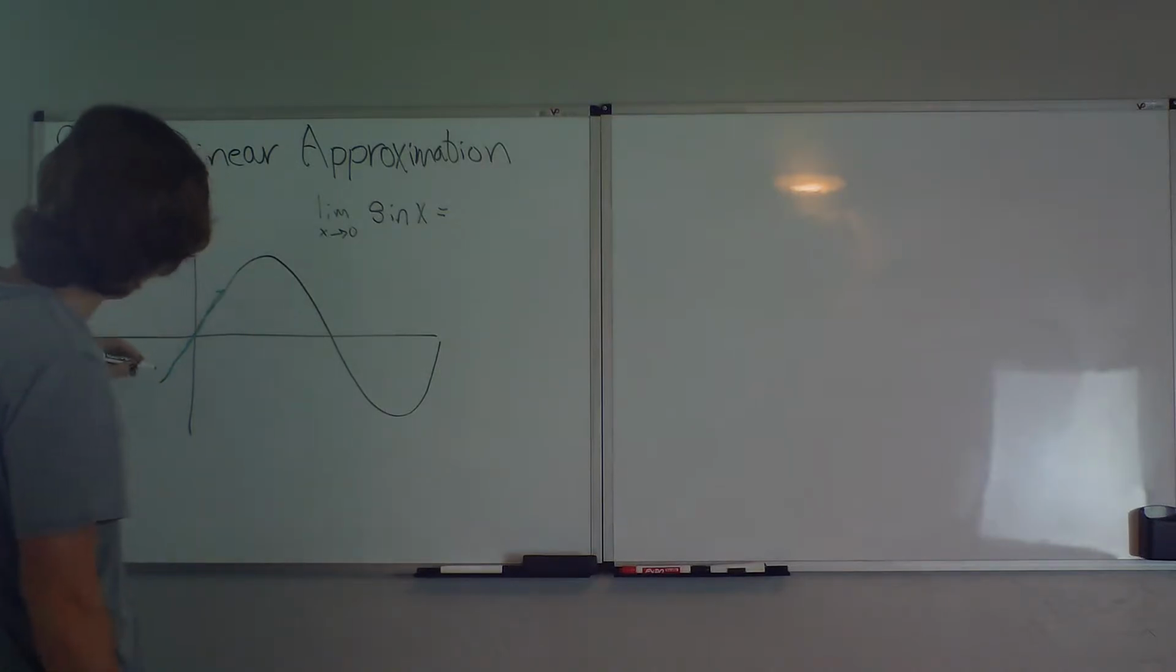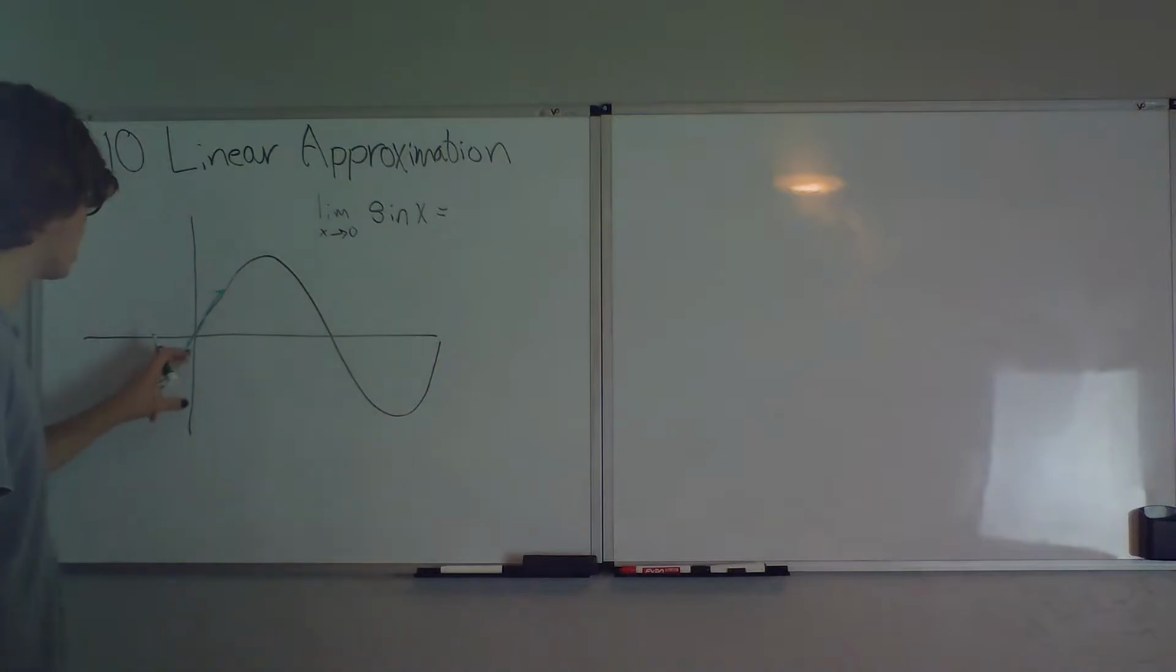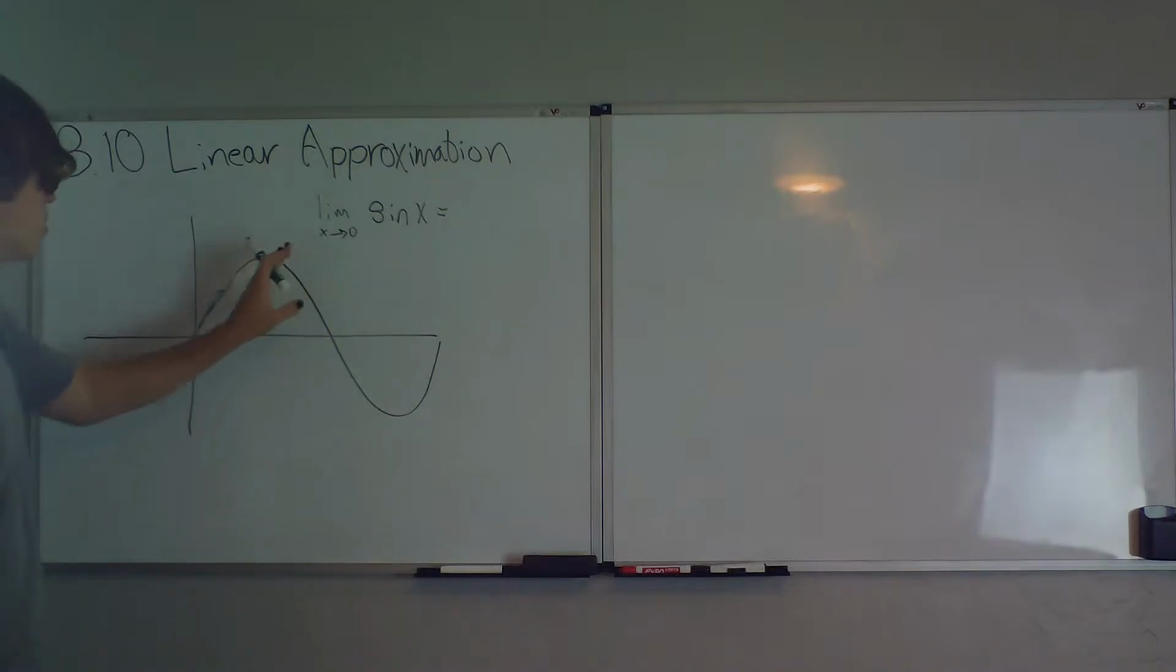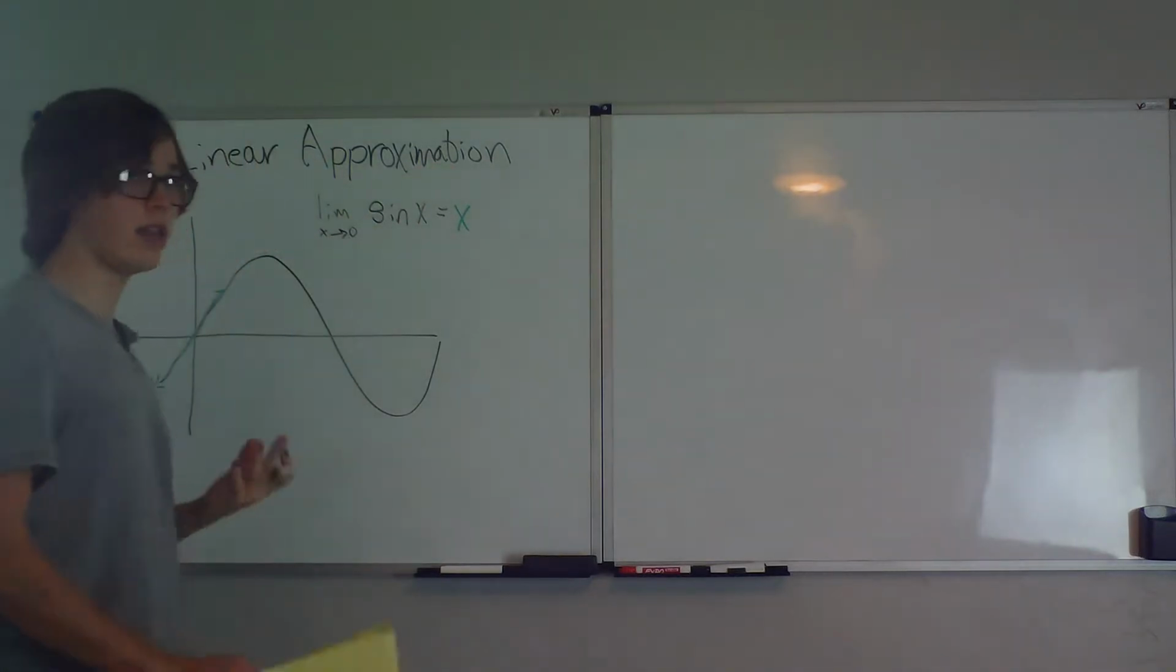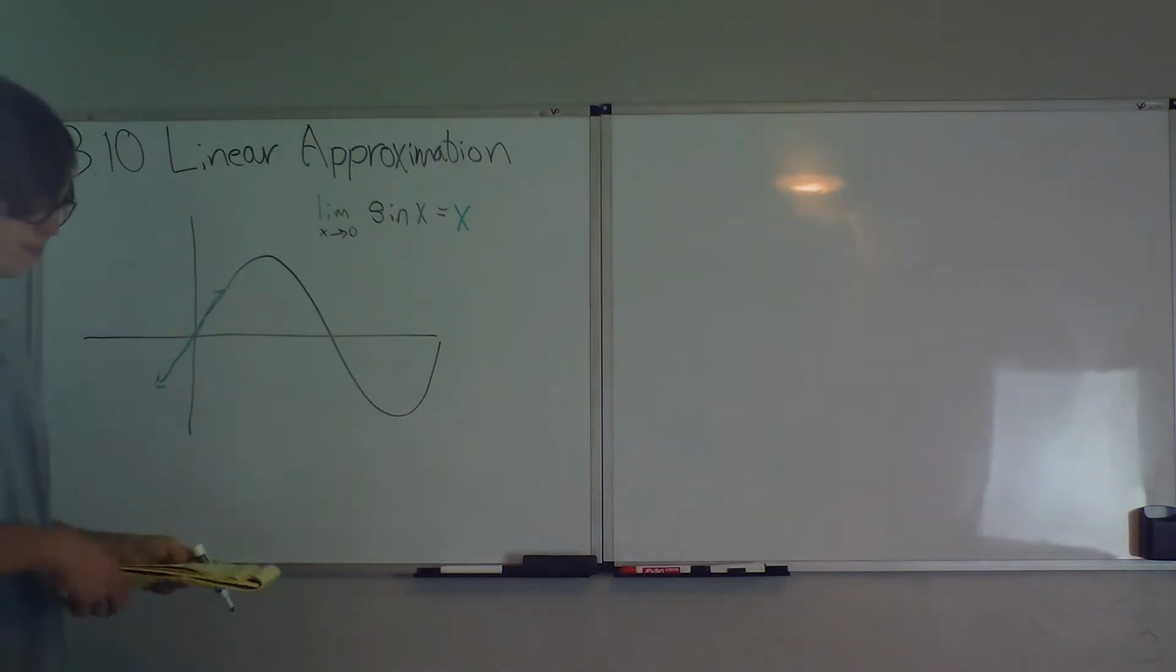And this is when it's very close to x. If you look here, it's basically all at the origin, and it slowly drifts away as x gets farther from 0. But as x approaches 0, sine of x is just equal to x. And we get this from our linear approximation.